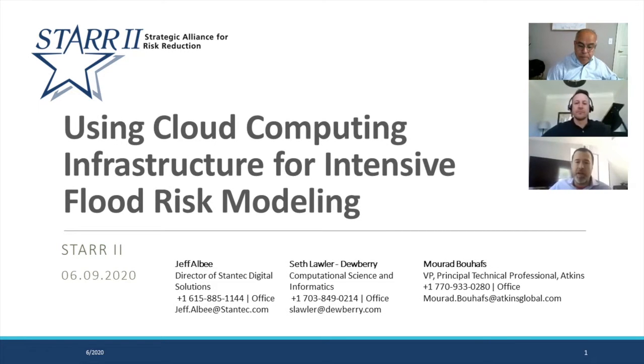My name is Seth Lawler. I'm a computational science and informatics lead at Dewberry, and I'll be co-presenting with Murad and Jeff. And this is Murad Bouhafs with Atkins, a Principal Technical Professional out of the Atlanta office. And I'm Jeff Albee. I lead Stantec's newly formed Digital Solutions team.